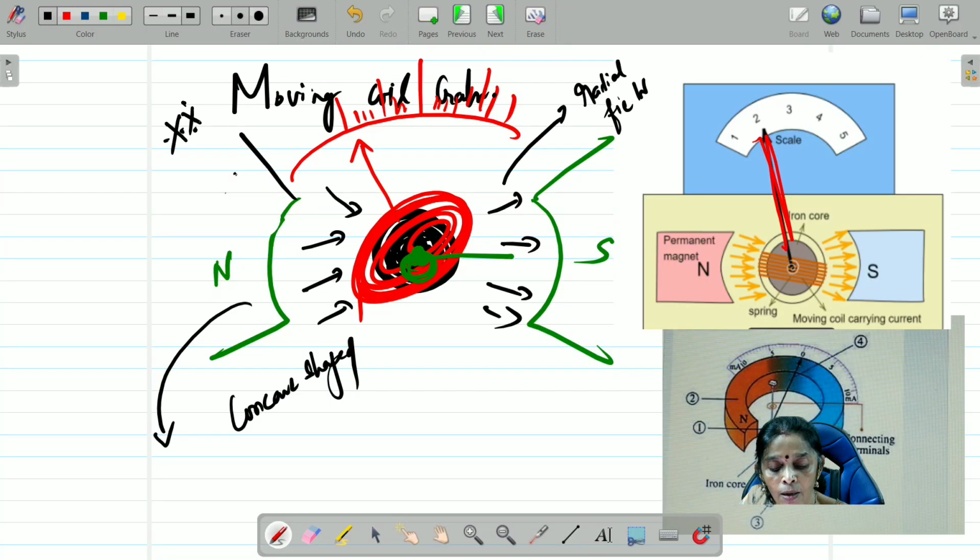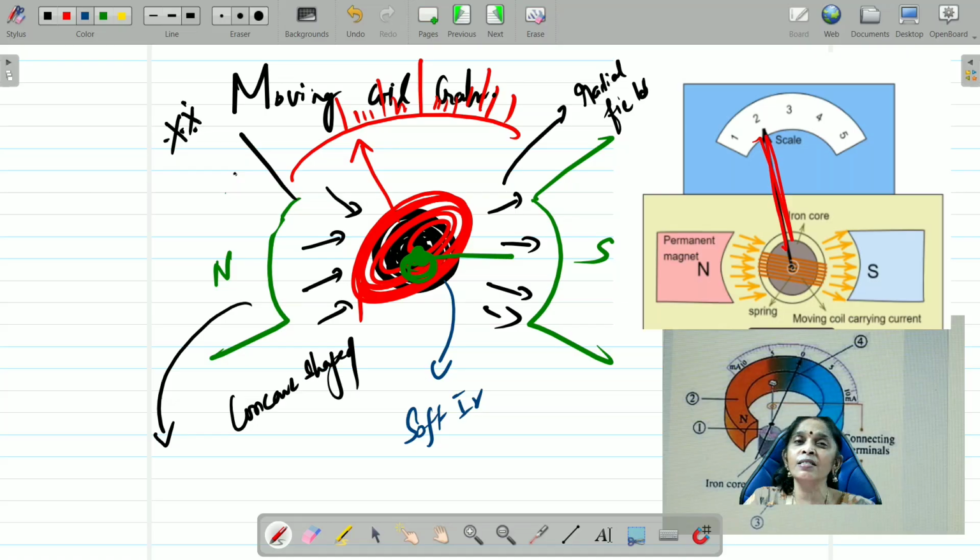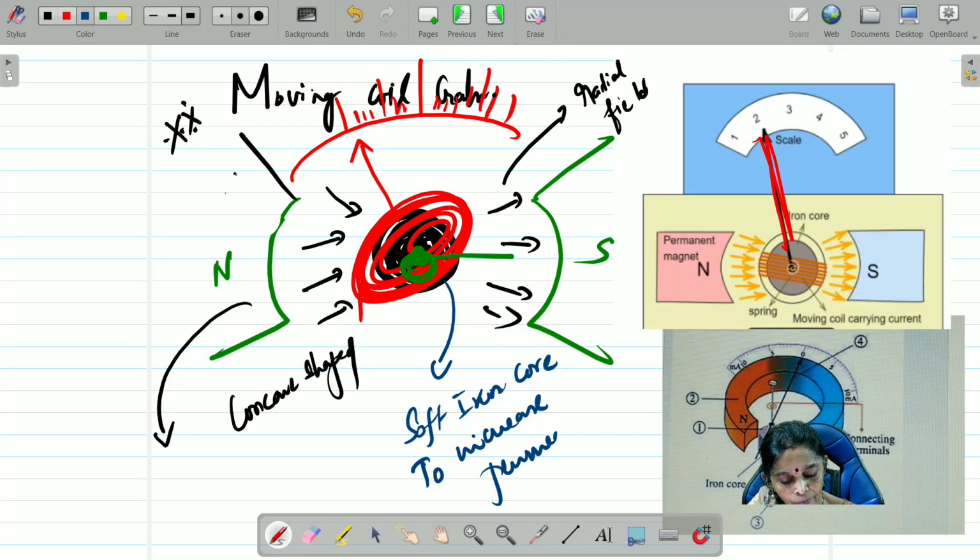I am using soft iron core here. The black color one is soft iron core. Why do we use the soft iron core? In order to increase the number of magnetic field lines. So therefore, I am using soft iron core to increase permeability. That is the reason I'm using soft iron core.